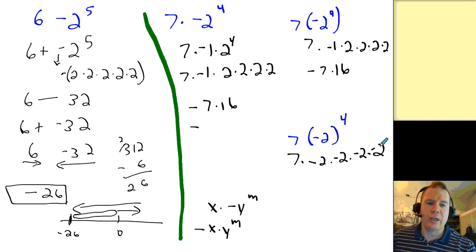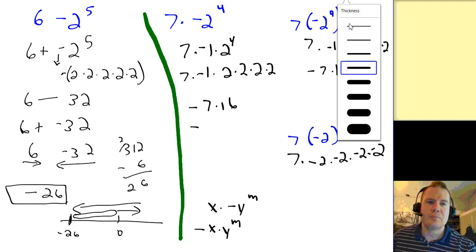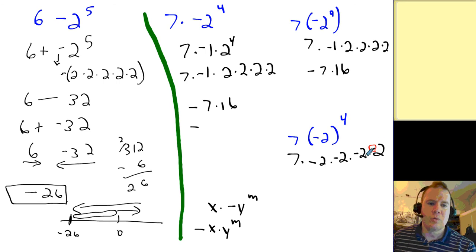I have 4 negatives here. Now I have to pay attention. 1, 2, 3, 4. The opposite of negative is positive. The opposite of that is negative. The opposite of that is back to positive.